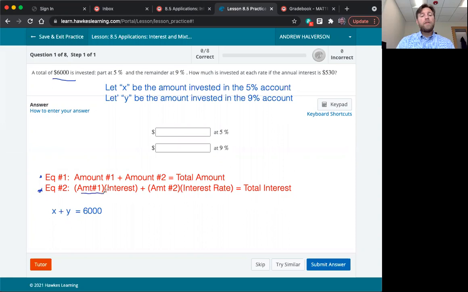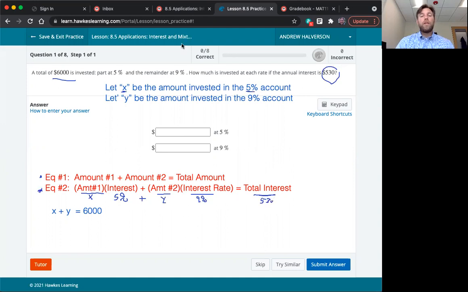Okay, so the amount one here is the amount that you're investing in the first account. Well, that's X. We don't know how much we're spending in that first account yet. The interest rate for it, because remember, X is tied to the 5% account, is 5%. The amount in the second account, that's the Y, the 9% account. And then the total interest that we want, the problem told us right here: that's $530.